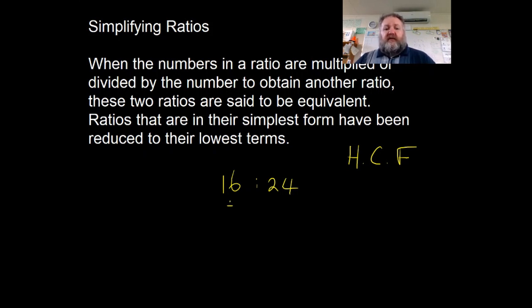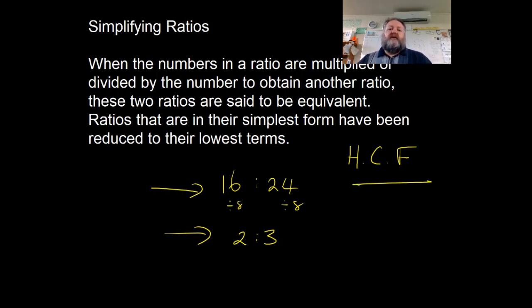So if I divide this side by 8 and I divide this side by 8, I can reduce this down to 2 and reduce this side down to 3. And we can say that this and this, these sets of numbers are equivalent. They're equal to each other because we've maintained equivalence by doing the same thing to both sides. So when we simplify, we want to try and find the highest common factor and reduce them down to their simplest forms. That's what simplifying a ratio is all about.